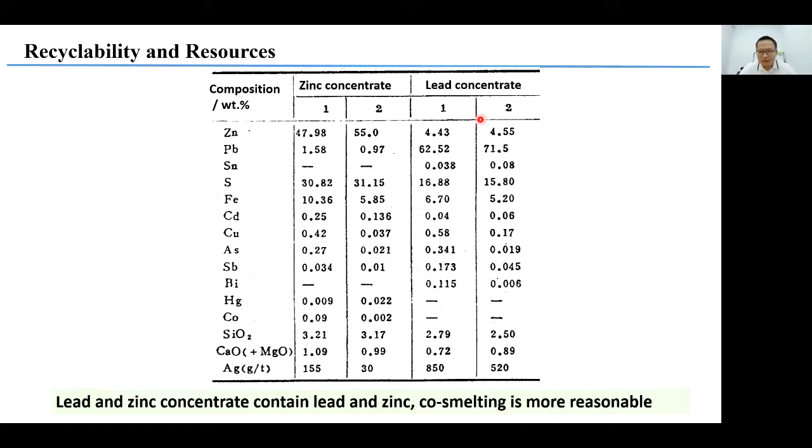And in the same way, in the lead concentrate, around 70% of the concentrate is lead, and there are around 4% to 5% zinc. So same story here. When we extract the lead from here, the zinc is also enriched. So those zinc should also be recycled or extracted. So this is why I have made a sentence here: lead and zinc concentrate contain both of them, and the coarse melting is more reasonable.